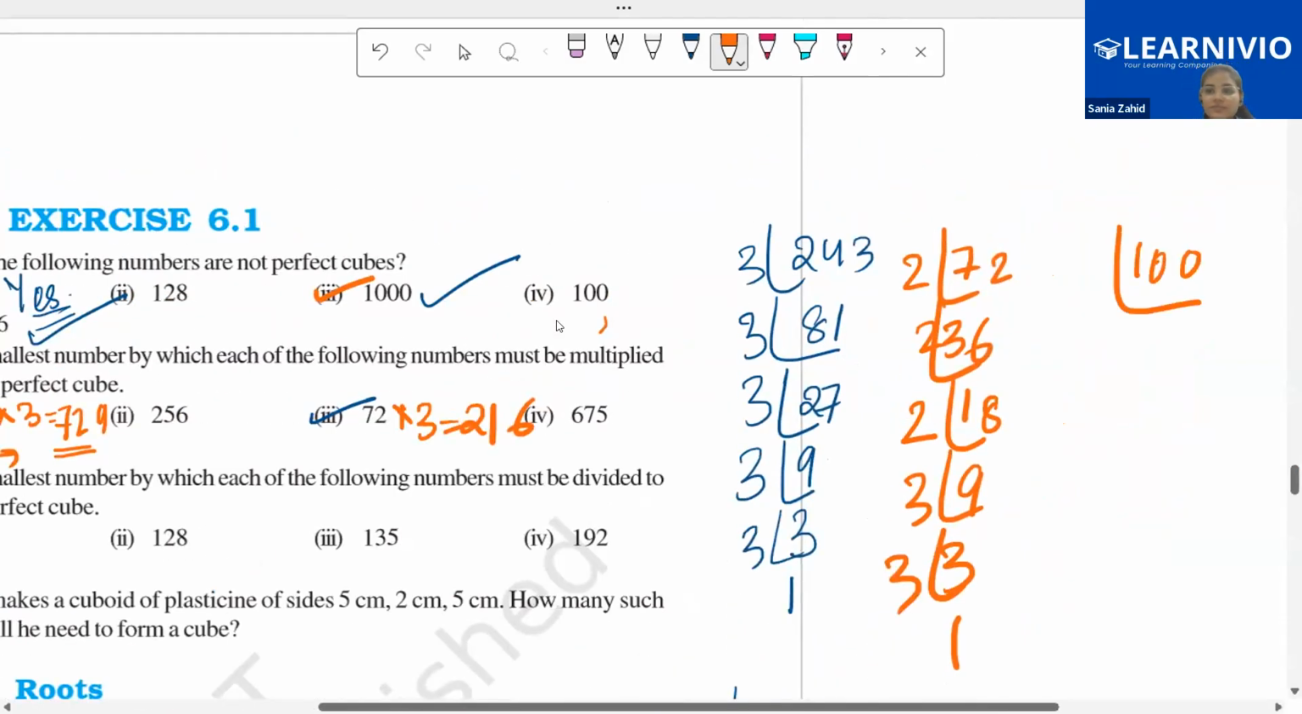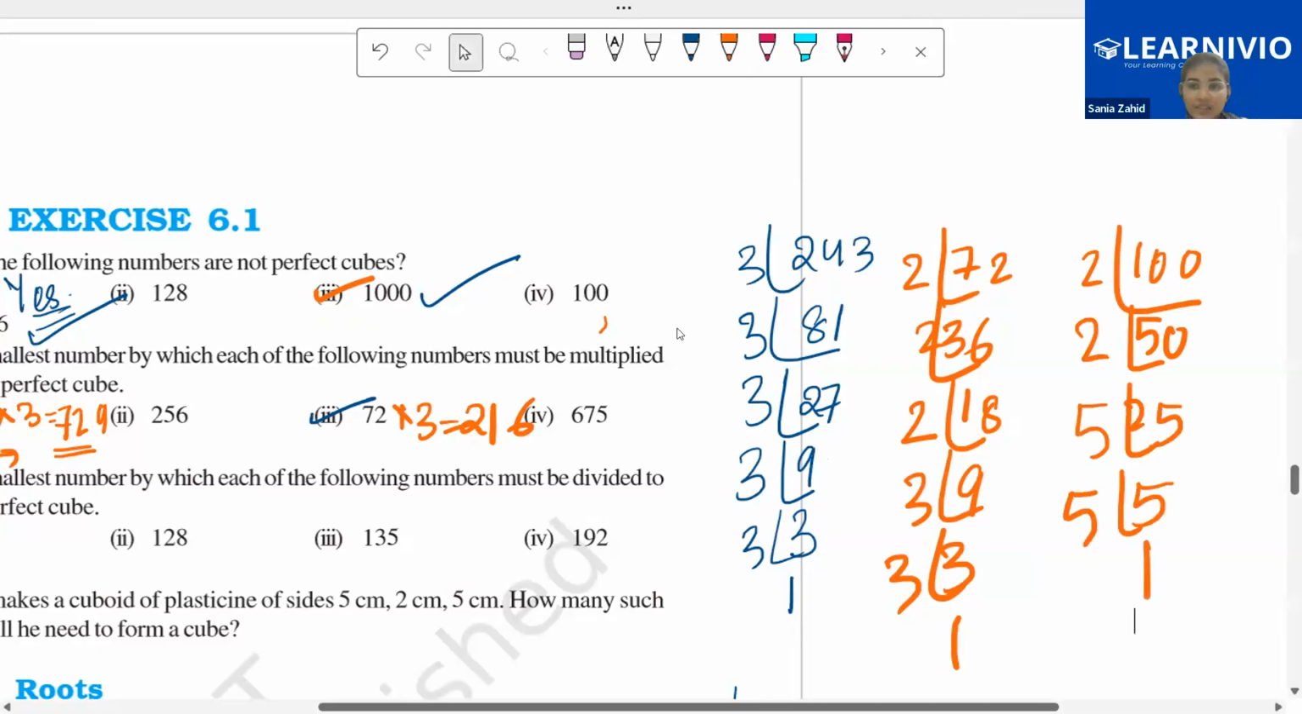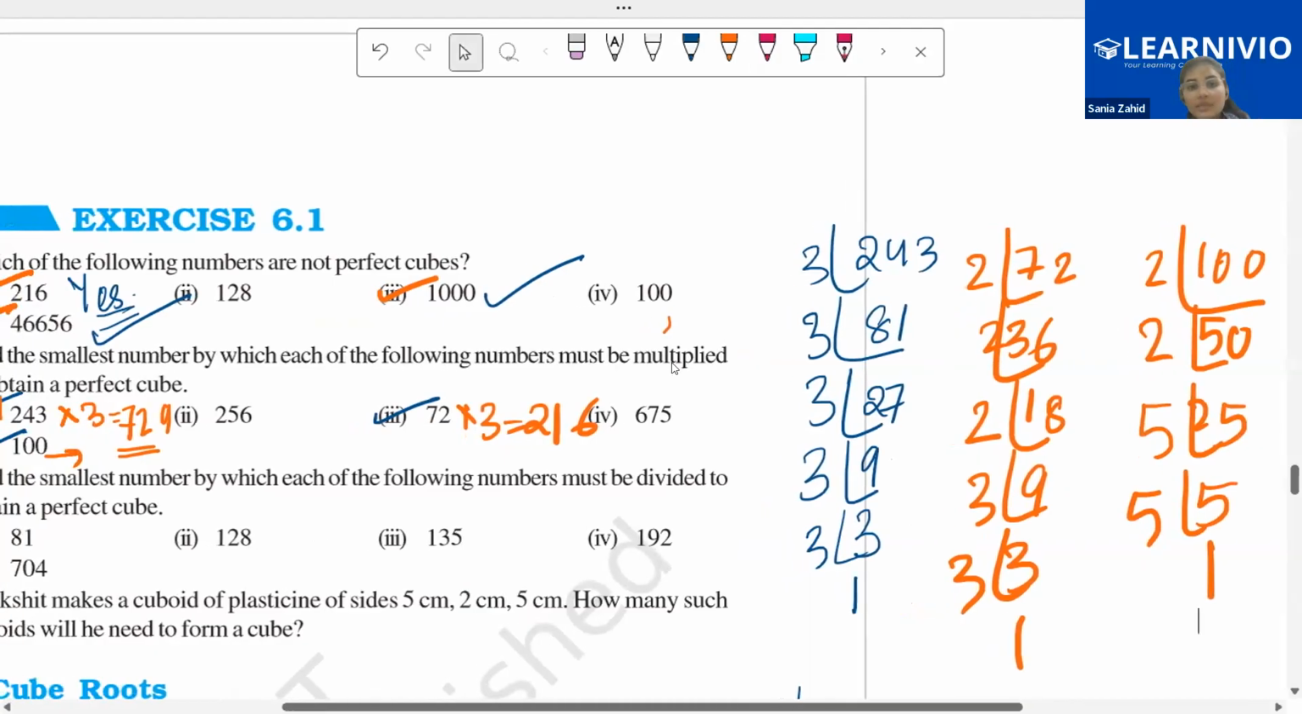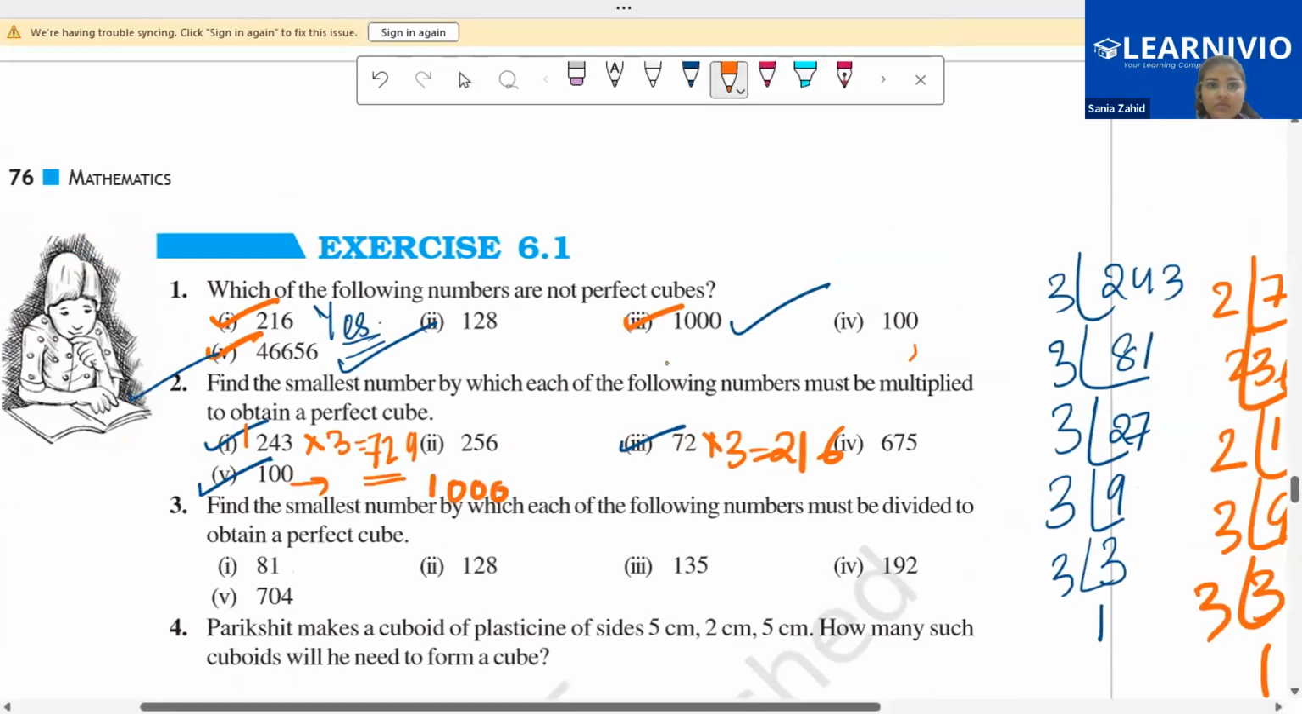Next, 100. Ma'am, we can cut that by 2 to get 50. Again by 2 we get 25. Then 5, so 5 times 5 is 25. So we will multiply with one more 2 and one more 5. That means I'll multiply with 10. So my answer is 1000. Okay.